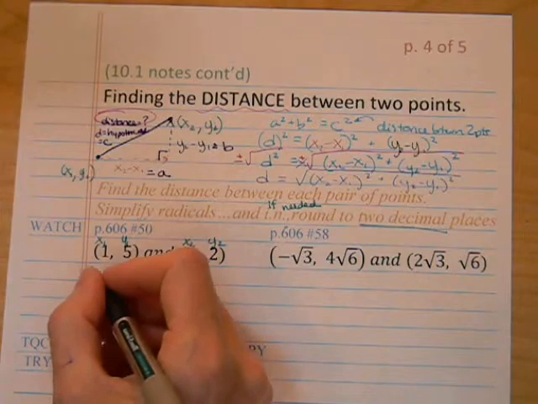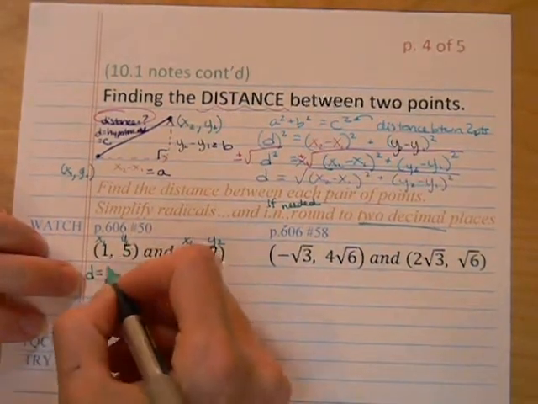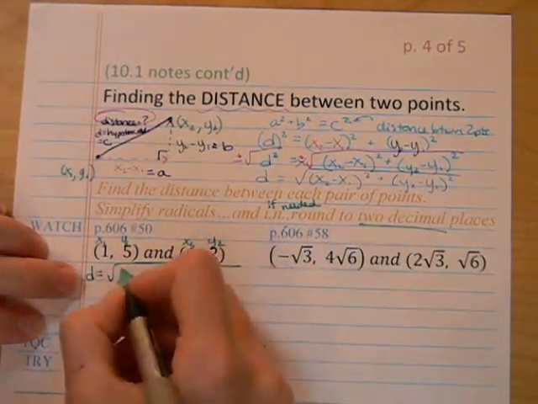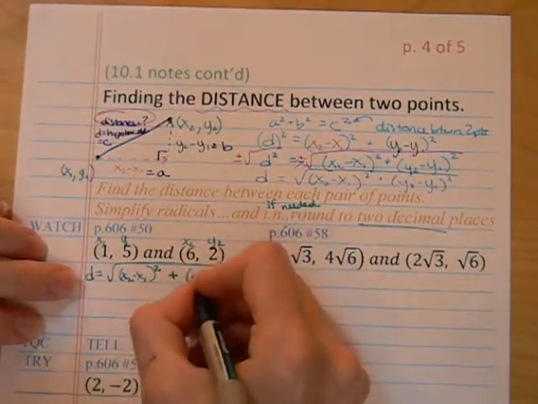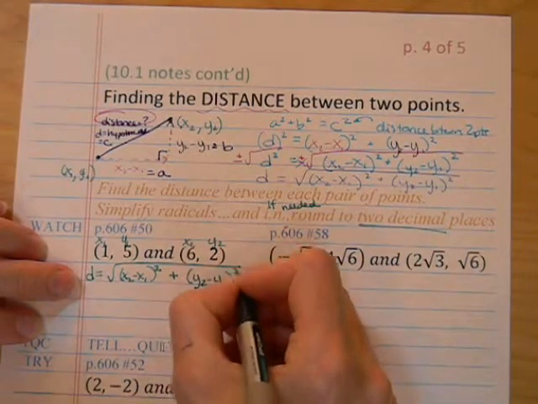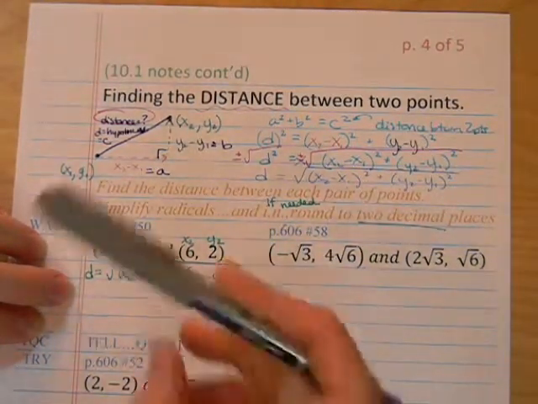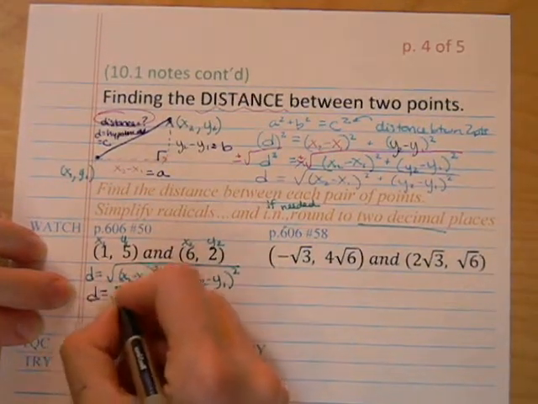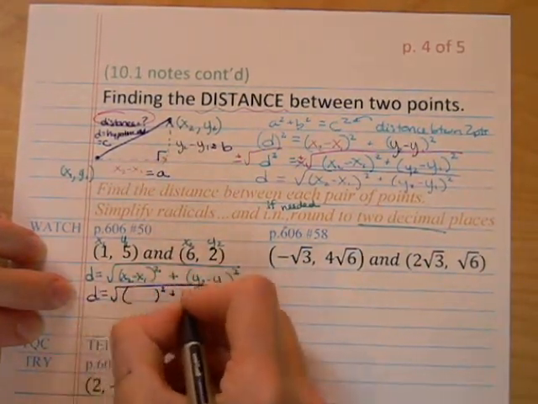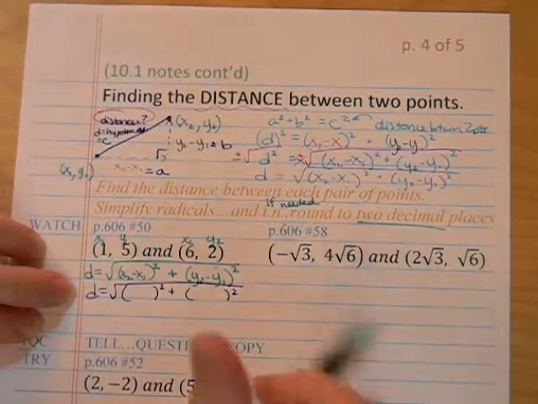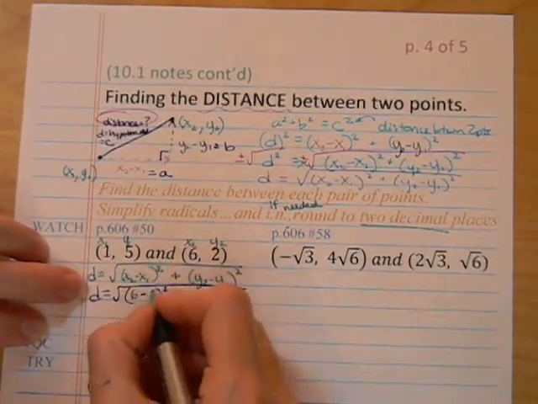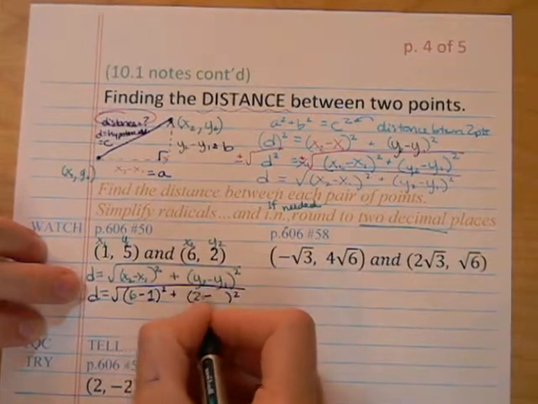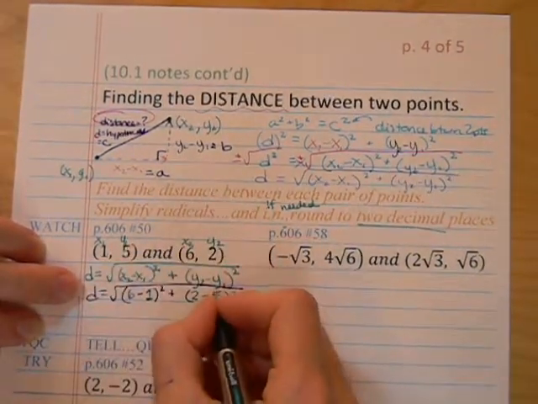It also will help to write out your formula every time you use it. Say it too as you write it. You'll learn that 4 times faster. So distance equals big old square root, the difference of the x's, x2 minus x1, that squared, plus the difference of the y's, y2 minus y1 squared, and then plug in those pieces. So my distance is equal to, so my x2 is 6, my x1 is 1, my y2 is 2, my y1 is 5.